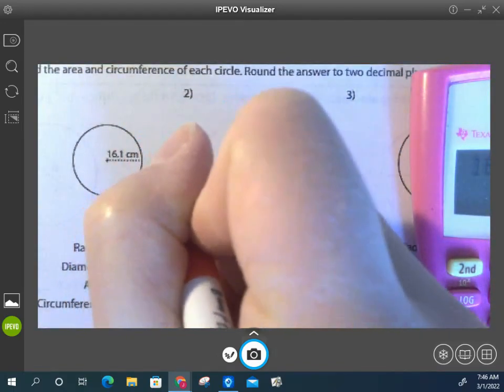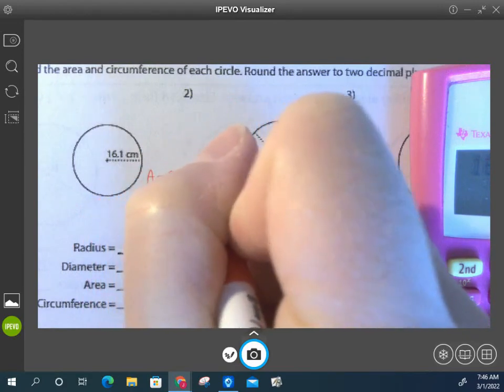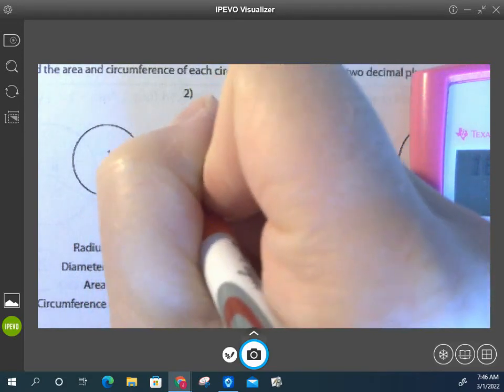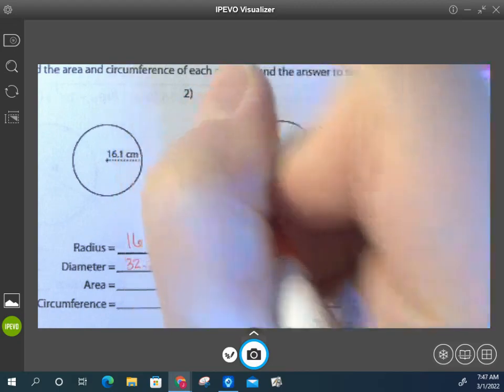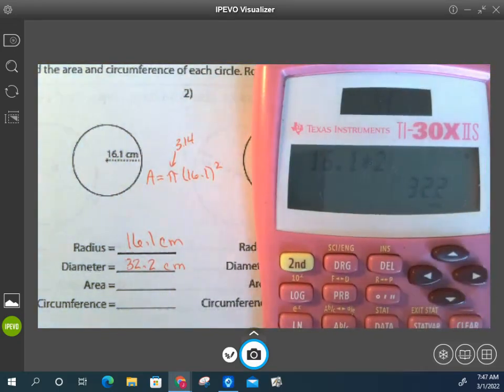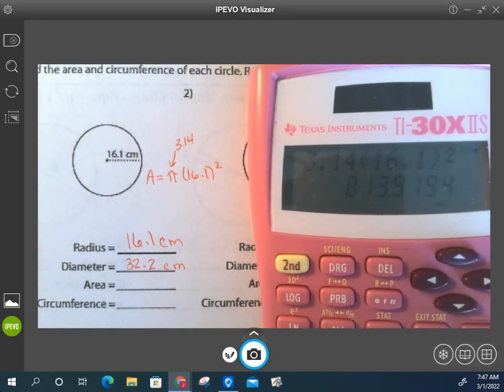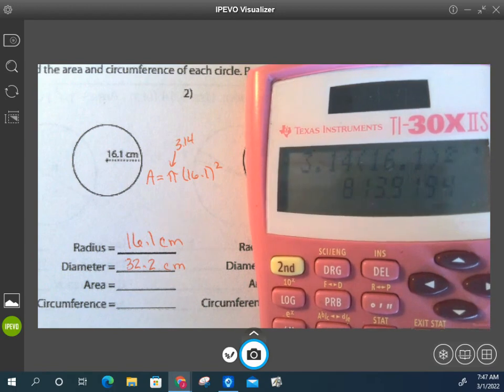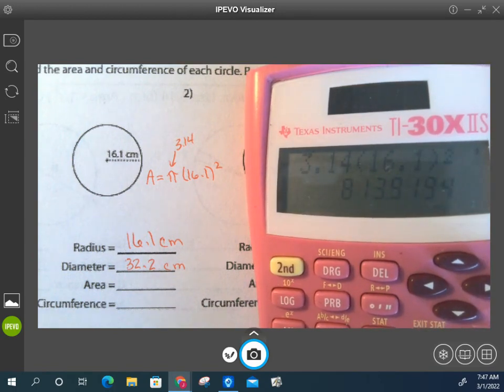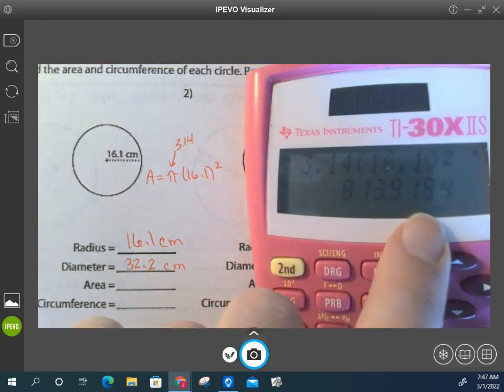Now, the formula for area is pi r squared. So area is pi times 16.1 squared. But we're not typing in pi, we're typing in 3.14. So 3.14 times, you can use parentheses or a times symbol, but I'm using parentheses and putting my square on the outside. And that gives me a big number, 813.9. What? It said 2 decimal places.